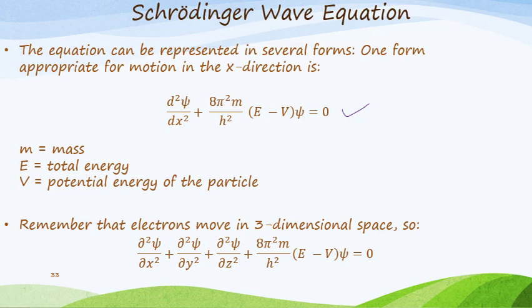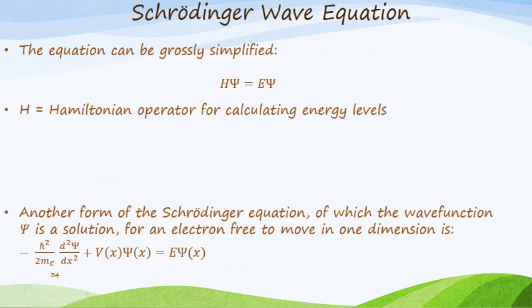Now you need to remember that electrons don't just move in one direction, they move in three-dimensional space. So essentially the Schrödinger wave equation expands to this equation down here, which is quite a complicated thing. Here we have the x direction, and here we have the x, y, and z directions. The equation can be grossly simplified to state that we have H phi is equal to E phi.